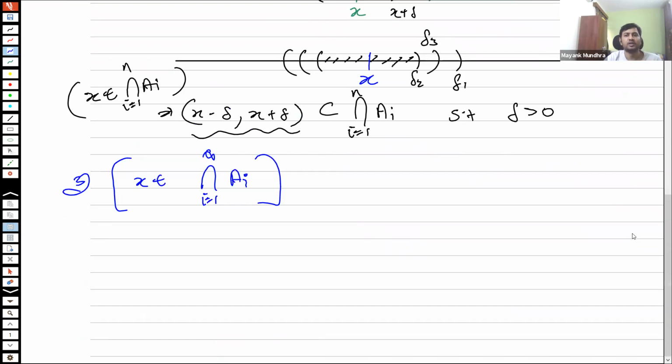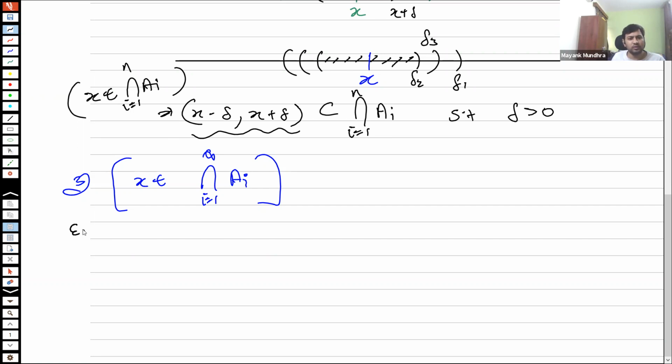Okay, so let's look at an example where we have an infinite collection of open sets. Their finite intersection is an open set, but their infinite intersection is not an open set.